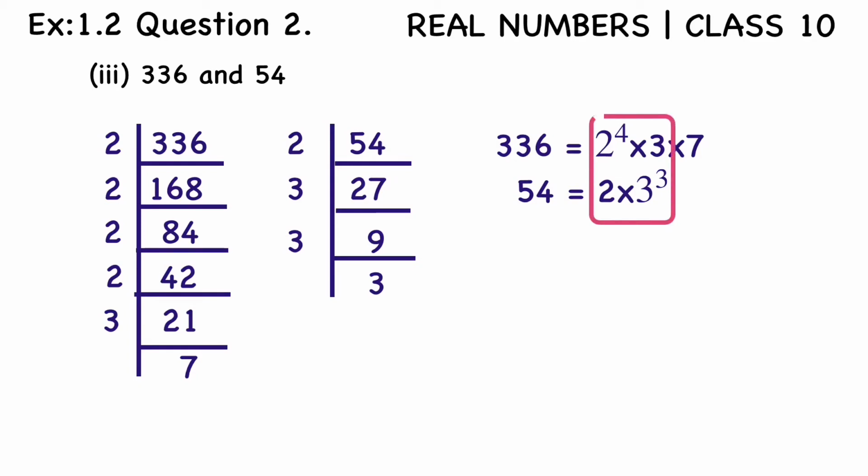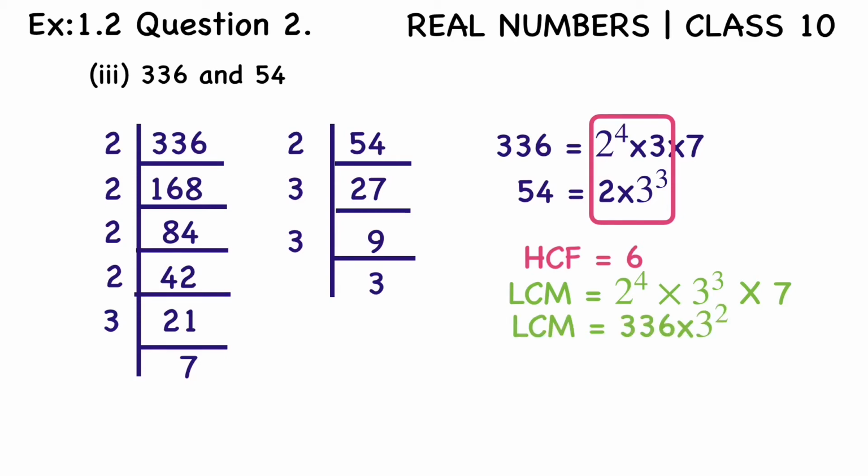We have 2 and 3 as the common factors here. The smallest power of 2 is 2 raised to 1 here and of 3 is 3 raised to 1 here. So we have HCF is equal to 2 into 3, that is 6. Now for LCM, we have the factors as 2, 3 and 7. Taking the greatest power, we have LCM is equal to 2 raised to 4 into 3 raised to 3 into 7. You have 2 raised to 4 into 3 into 7 as 336 into 3 square. So 336 into 9. How to calculate it first? We multiply with 10 and minus 336 here. So 3360 minus 336, we get 3024.